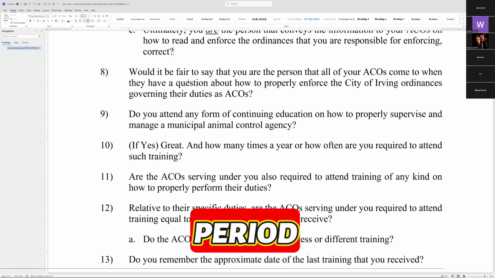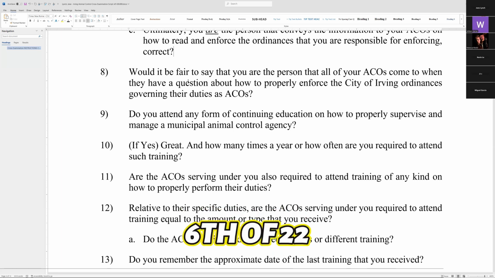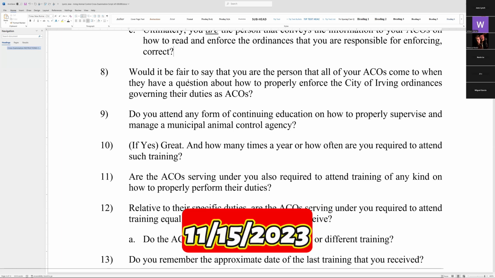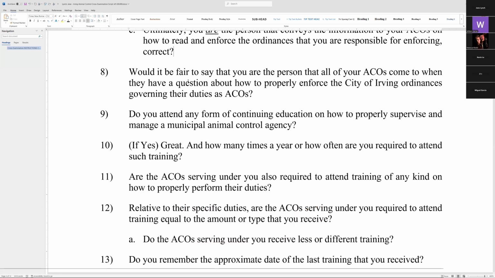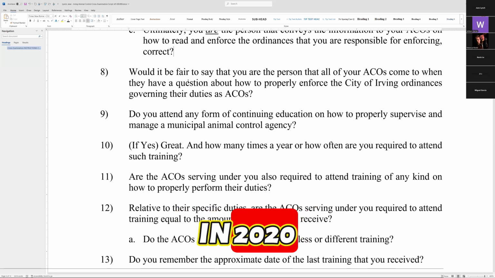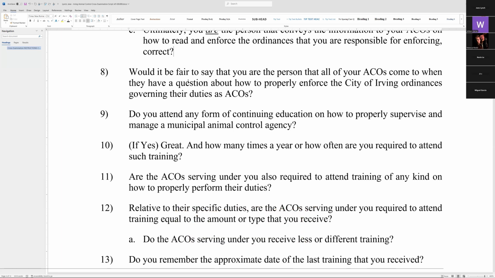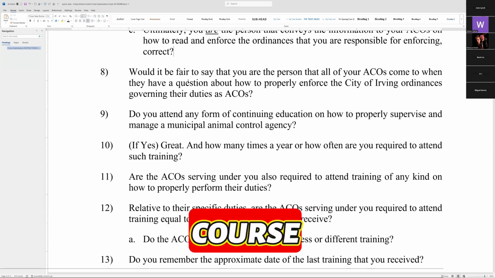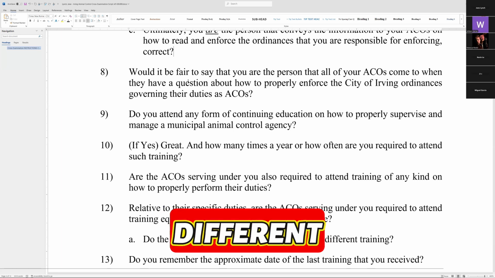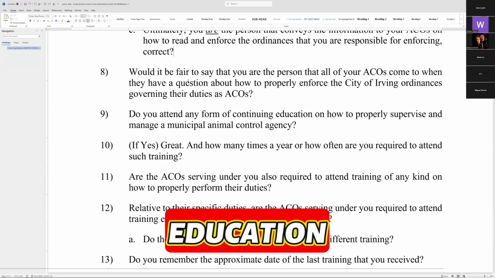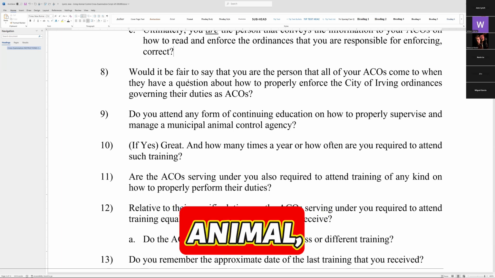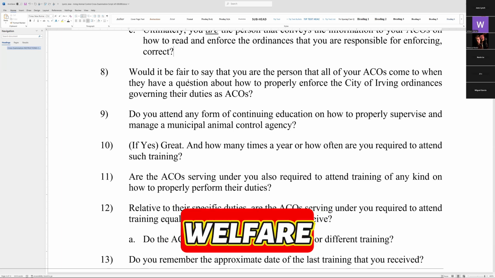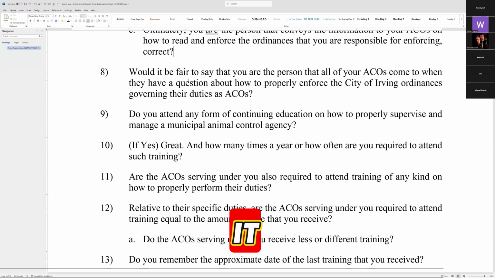But over a period from 6/22/2020 through 11/15/2023. You can just say from the time you started the job in 2020 until some point in 2023, you attended this course, and this course for a total of 3 different education sessions, right? Yeah, but the health and welfare statute, what is it called?